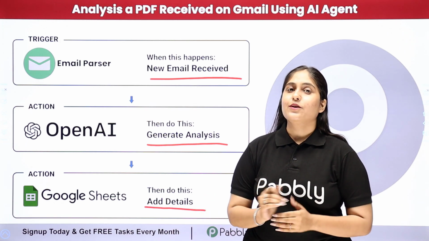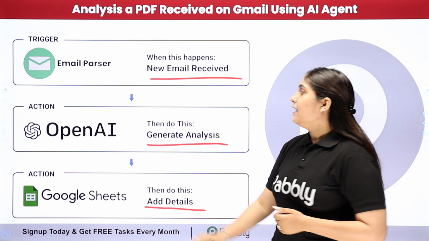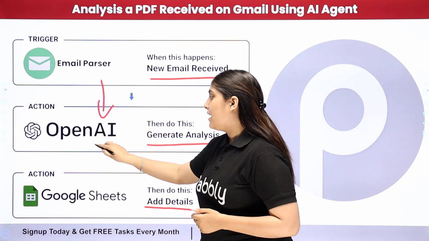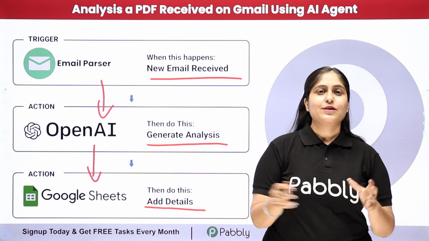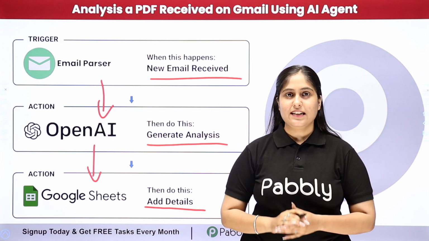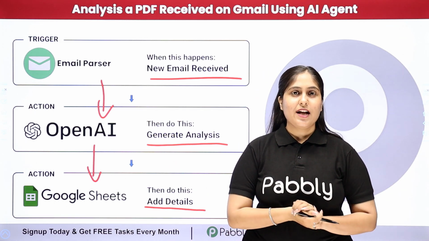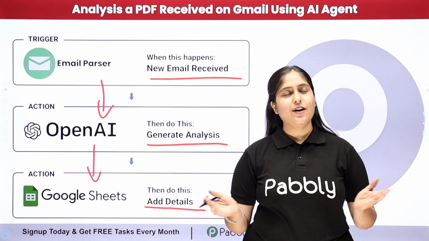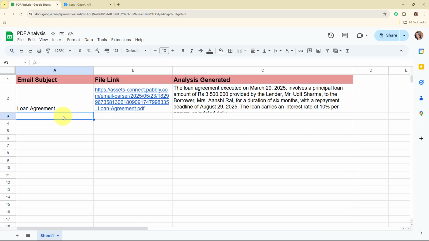Now to automate the entire process, I need to connect my email parser with OpenAI and Google Sheets using an automation software named Pabbly Connect. To see the working of this automation and to learn this process step by step, let me take you to my screen. Welcome to my screen.